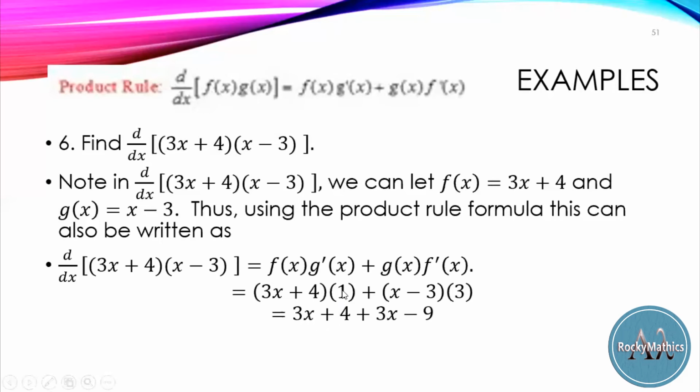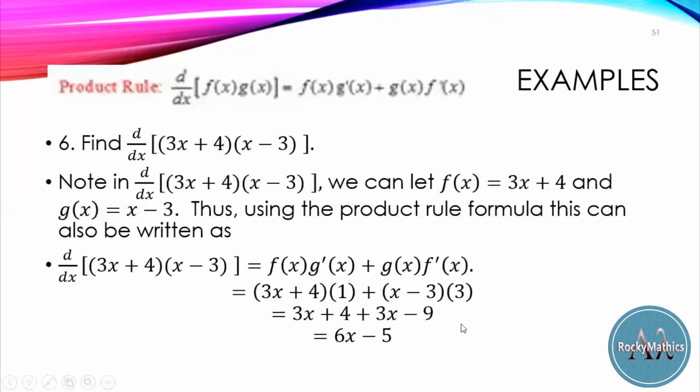3x times 1 is 3x, plus 4 times 1 is 4, plus 3 times x is 3x, minus 3 times 3 is 9. Combining like terms, 3x plus 3x is 6x, then 4 minus 9 is negative 5. Therefore, in this given problem, the derivative of this product of two functions is 6x - 5. That is using this formula.